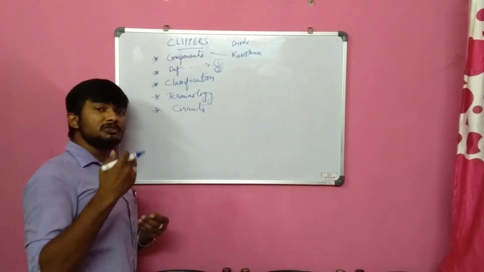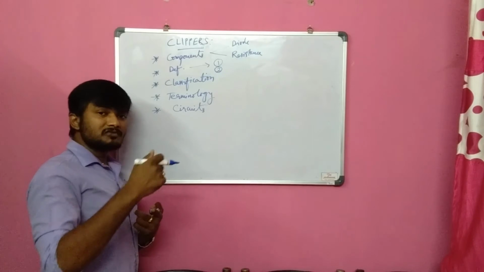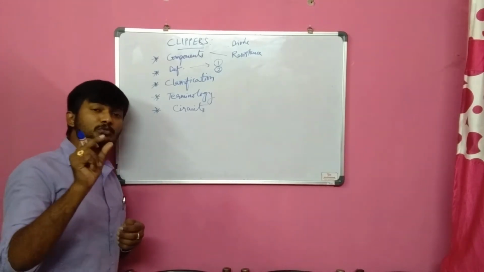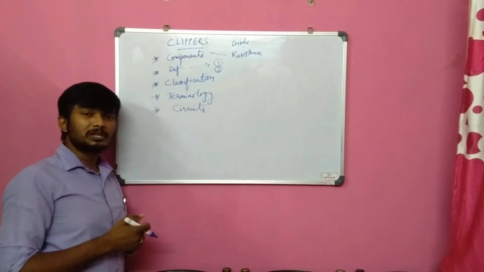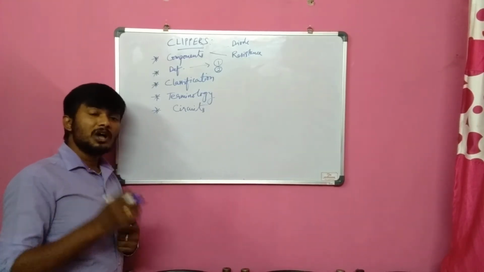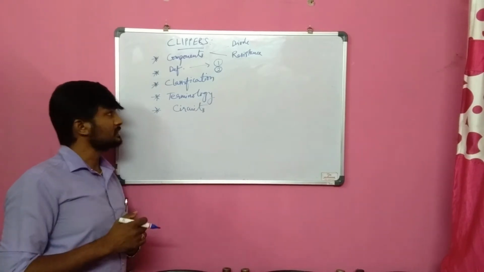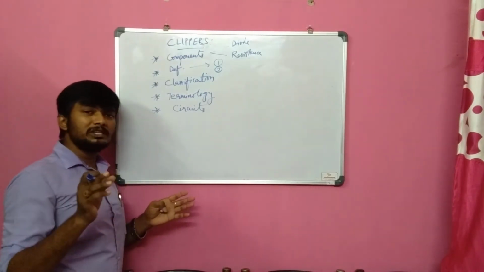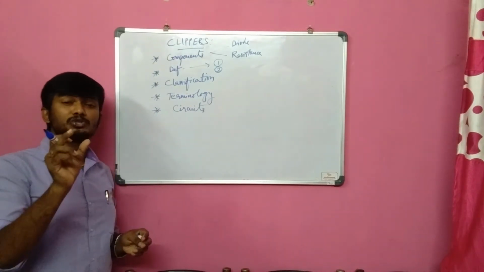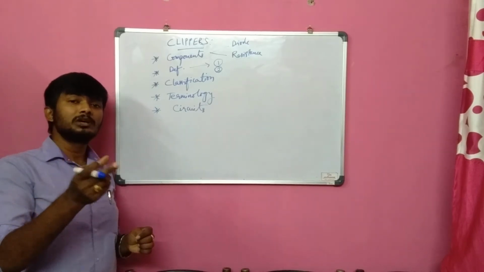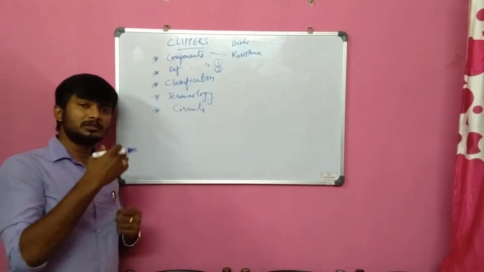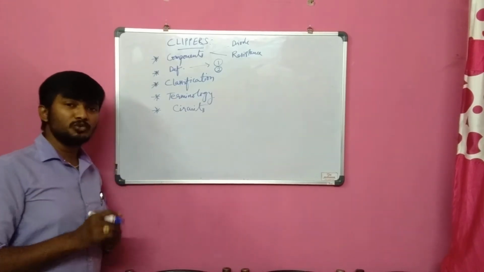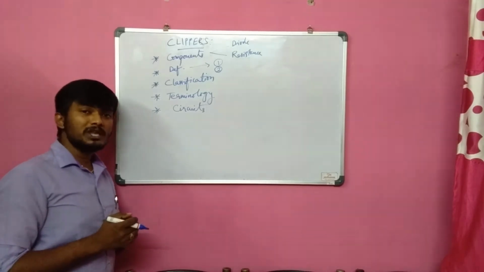A circuit in which a part of the waveform is removed, a positive half cycle or negative half cycle, whatever. At least a portion of the positive half cycle or the entire positive half cycle, or a portion of the negative half cycle or the entire negative half cycle is removed. Then those circuits are called clippers. That means simply in one statement, if a portion of the waveform is removed, then that particular circuit is called a clipper, and this removing process is called clipping.